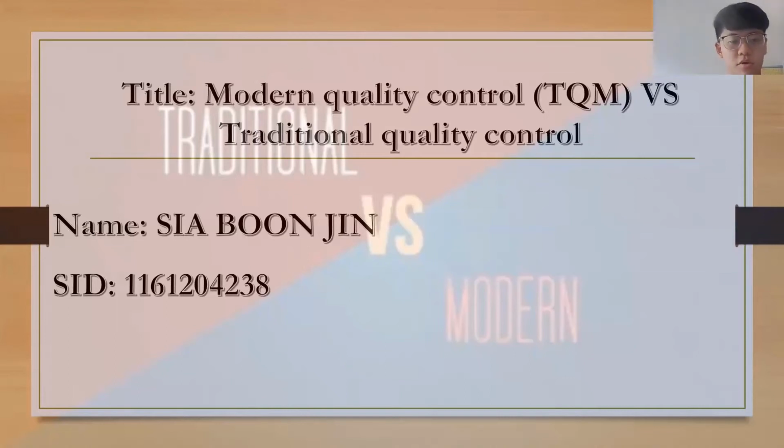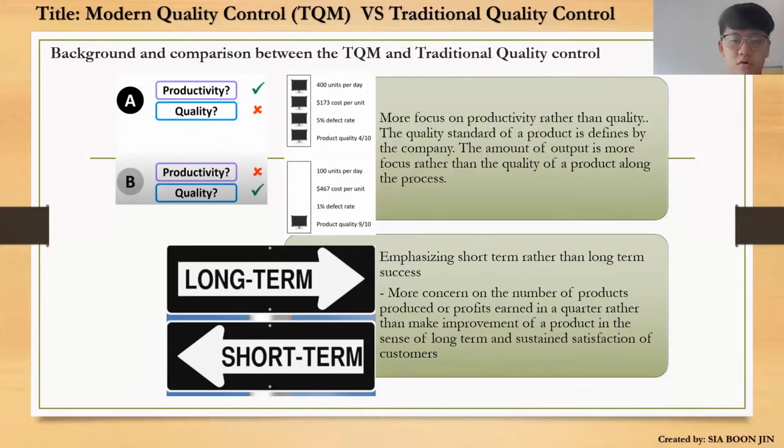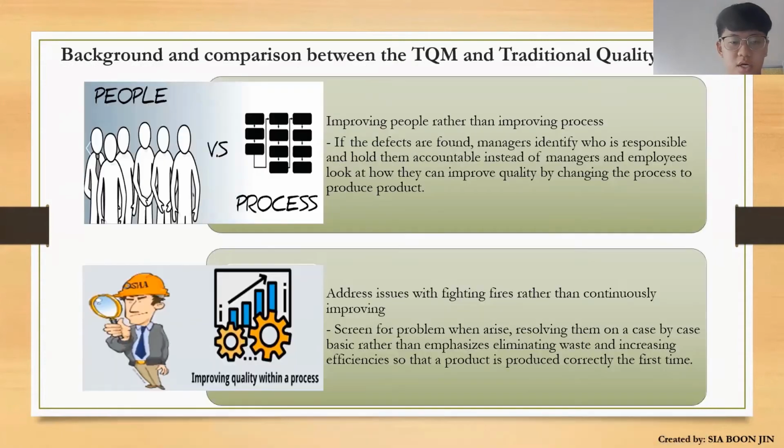Today I want to present the topic about modern quality control and traditional quality control. The traditional approach is more focused on the amount of output produced rather than the quality of the product along the process. Traditional quality control emphasizes the number of products produced or profit earned in the quarter rather than making improvements for long-term customer satisfaction. And they are focusing on improving people rather than improving the process.